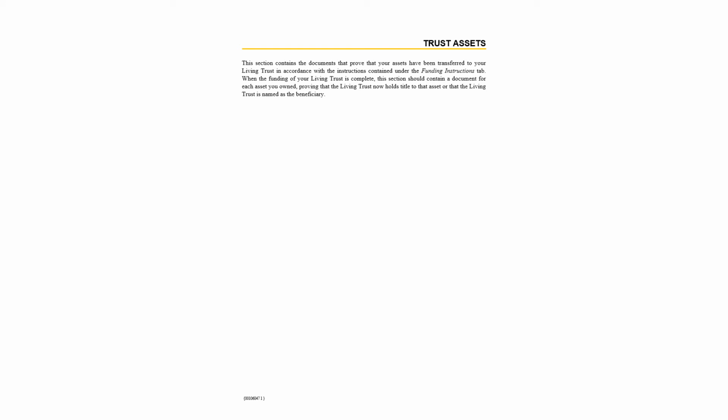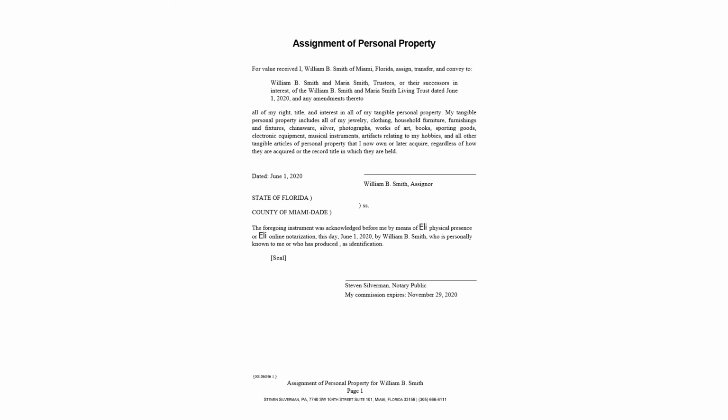The Trust Asset tab is before certain papers that we would put in here. For example, an assignment of your personal property into the trust is usually put here. In addition, if we've recorded a deed of property into your trust, we might have put this in here too.